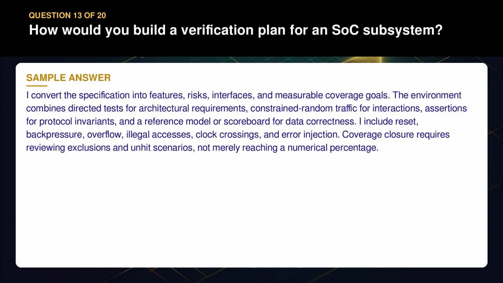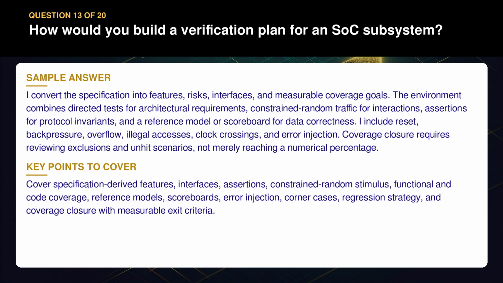I include reset, backpressure, overflow, illegal accesses, clock crossings, and error injection. Coverage closure requires reviewing exclusions and unhit scenarios, not merely reaching a numerical percentage. Cover specification-derived features, interfaces, assertions, constrained random stimulus, functional and code coverage, reference models, scoreboards, error injection, corner cases, regression strategy, and coverage closure with measurable exit criteria.